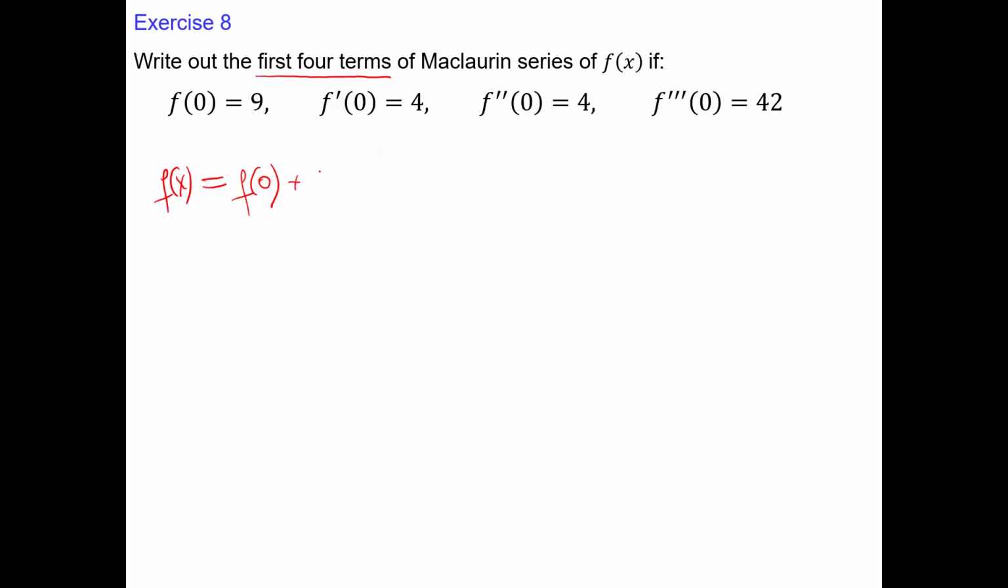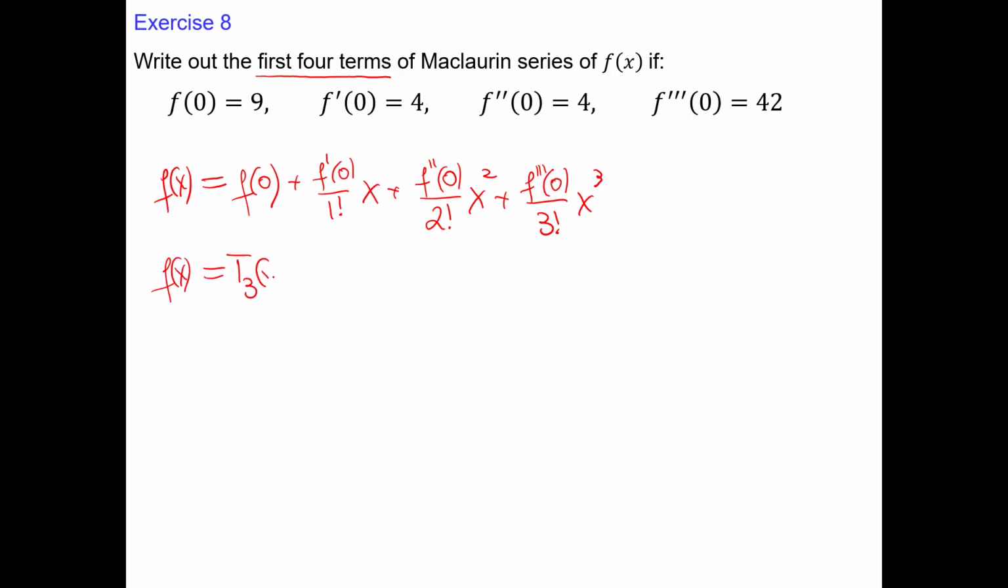f of 0 plus f prime at 0 over 1 factorial x to the power of 1, f double prime at 0, second derivative, over 2 factorial x squared, 1, 2, 3, 1 more. Third derivative at 0 over 3 factorial x cubed. Okay, that means it will be the 3rd degree Taylor polynomial because we will see that none of them are zeros. That's okay.